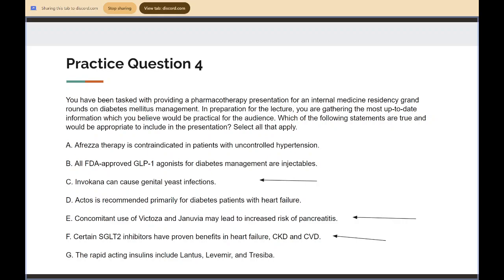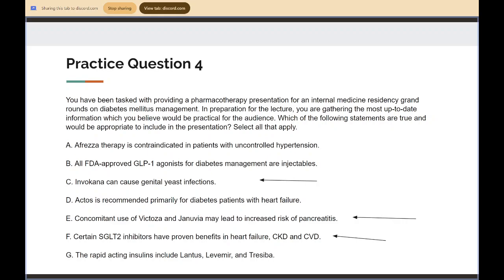Choice E is true. GLP-1 agonists and DPP-4 inhibitors both carry the risk of pancreatitis as an adverse reaction and therefore should not be used together. Choice D is false. I'm glad no one chose that. There's a boxed warning on this drug, which can cause fluid retention and edema, which exacerbate heart failure.